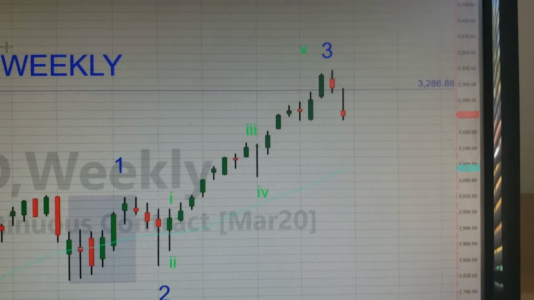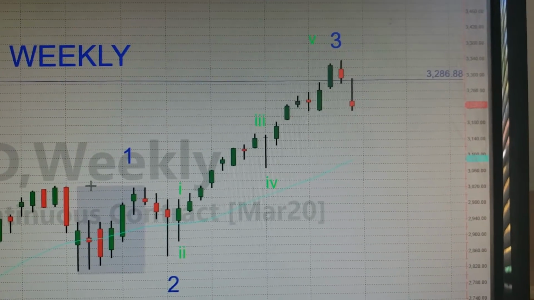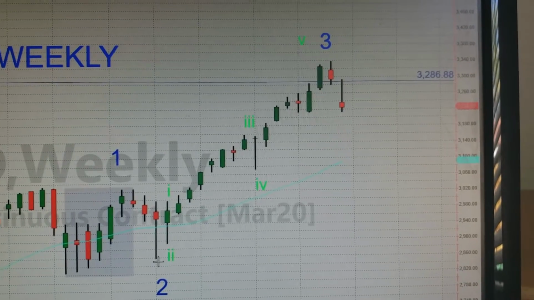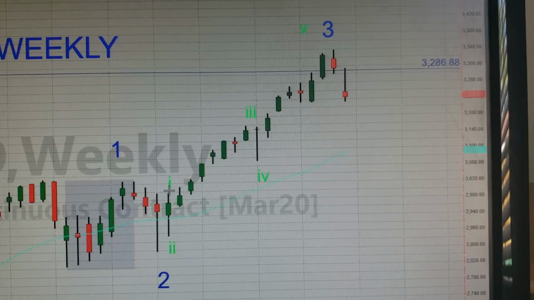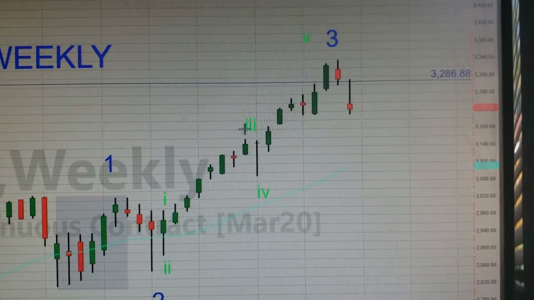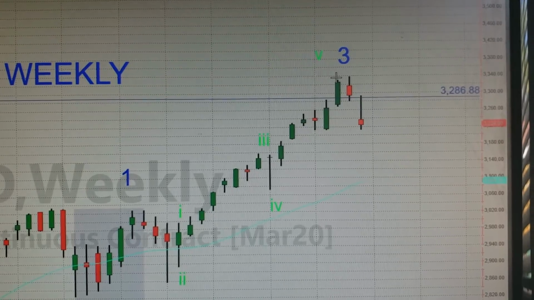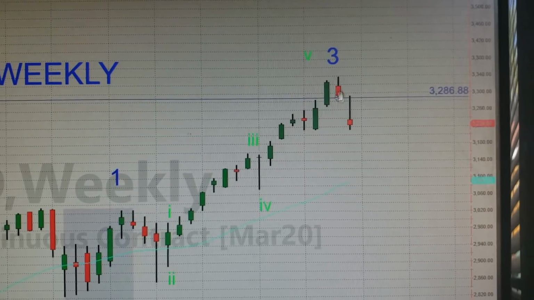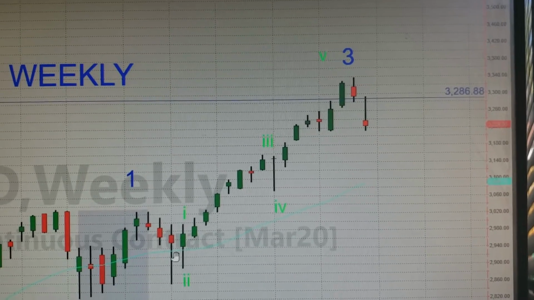Here on the weekly chart, I have the same number count. Inside this big leg, or this big wave 3, I have 1 up, 2, 3, 4, 5 complete. Now we're making a wave 4 to correct this big 3.